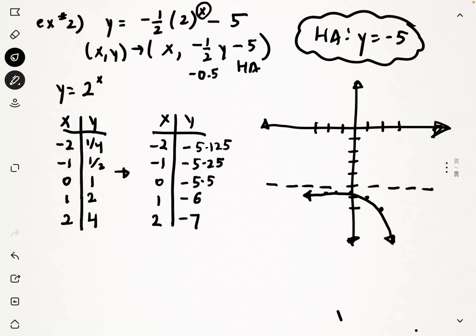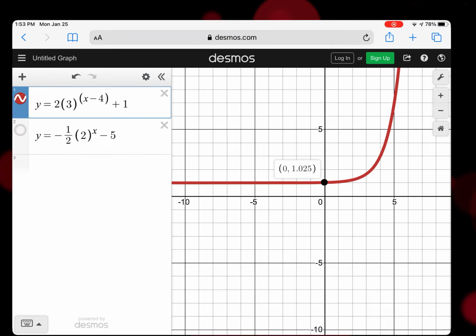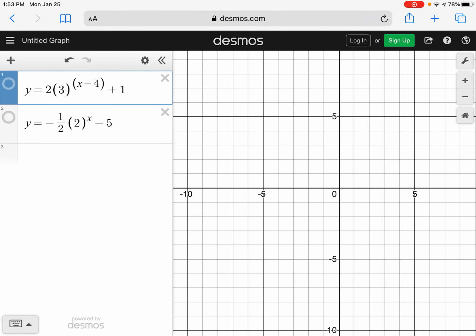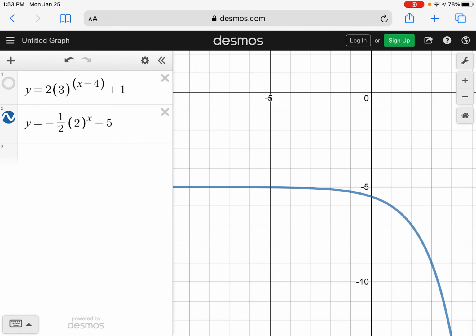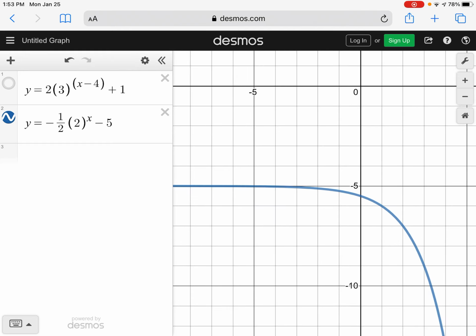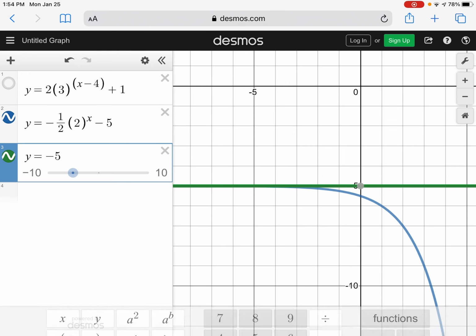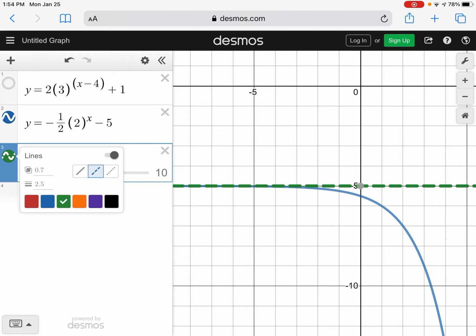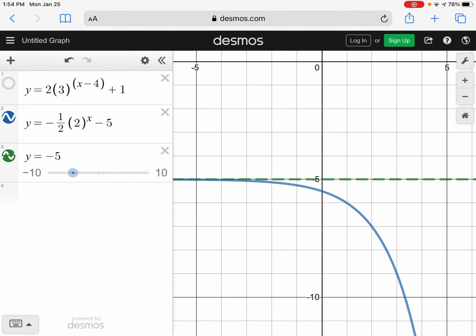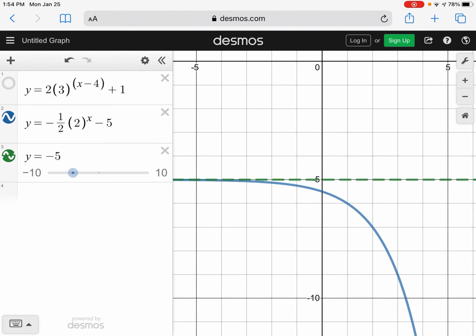Let's go to Desmos and get a better picture of what we're referring to. This is it right here. And once again, you can kind of see that the asymptote should be y is equal to -5. If you want, type it in and then hold down on this to make a dashed line, and you can see right here that yes, that asymptote looks correct.